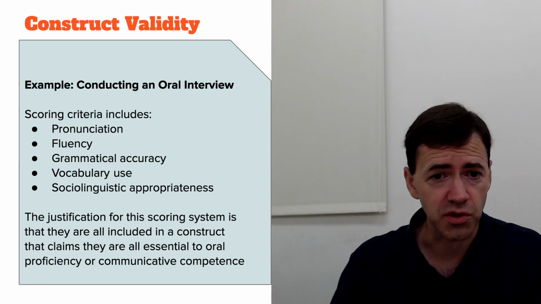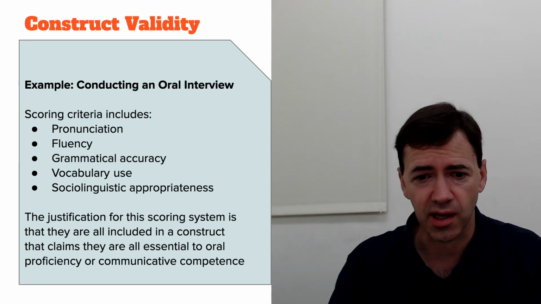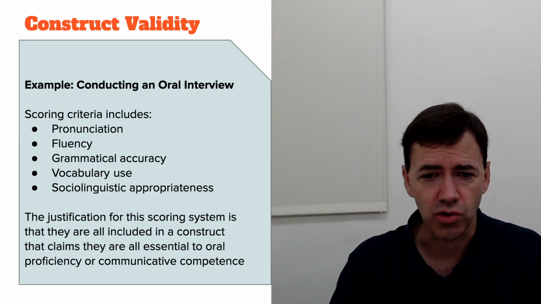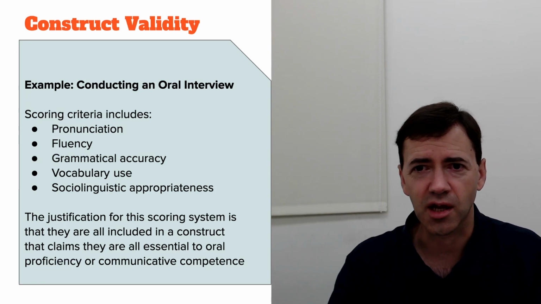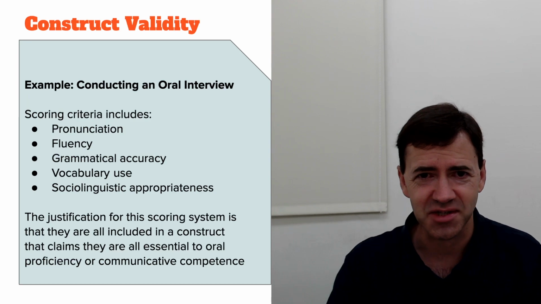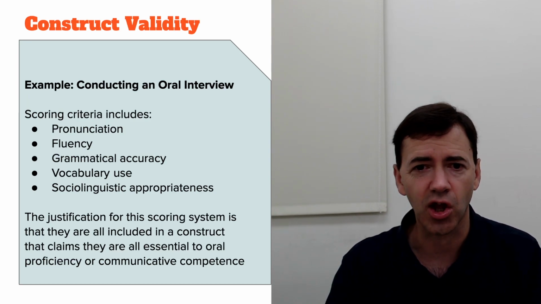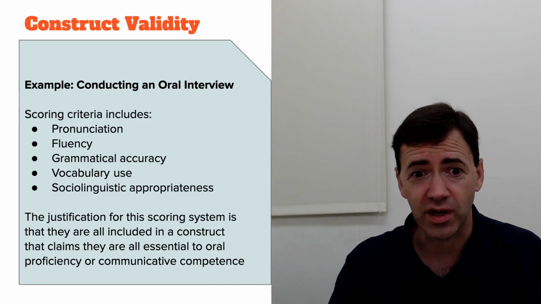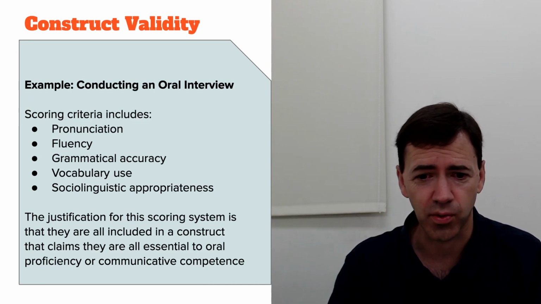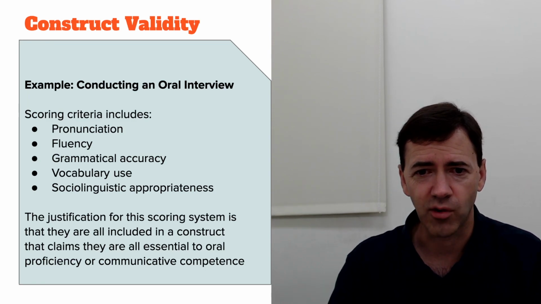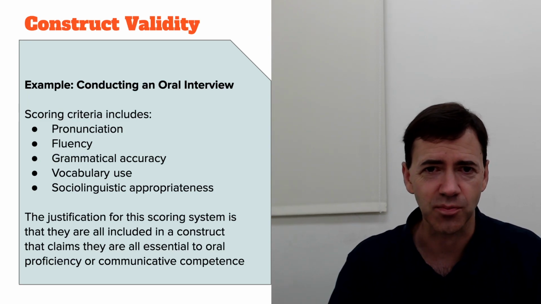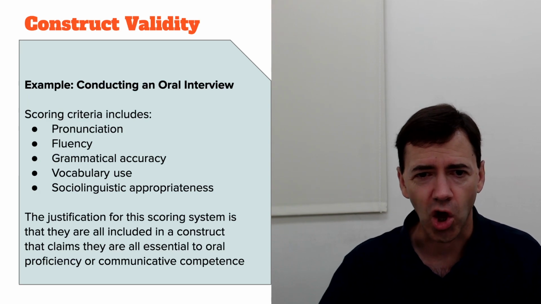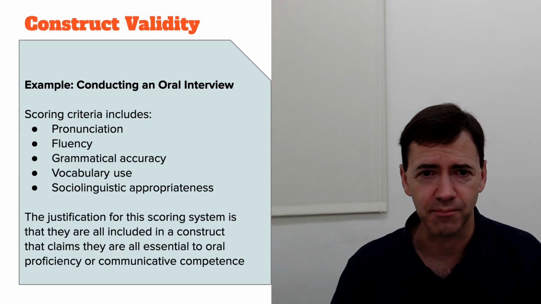Now, why do we choose those 5 scoring criteria? Well, because these are all included in a construct that claims they are essential to oral proficiency. So when we talk about what makes up oral proficiency, not just me, but actual researchers and scholars who have studied this, they agree that these 5 criteria are very important for communicative competence. So if I want to know what your communicative competence is, then I should score all 5, not just your pronunciation or not just your fluency, but all 5 of them together. That would meet the needs of construct validity.